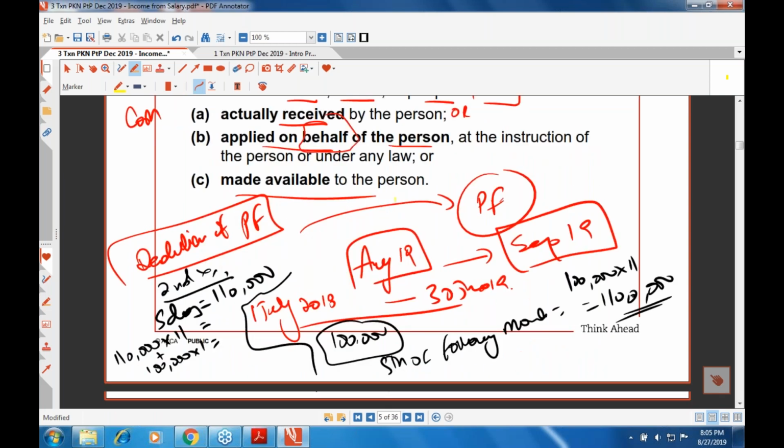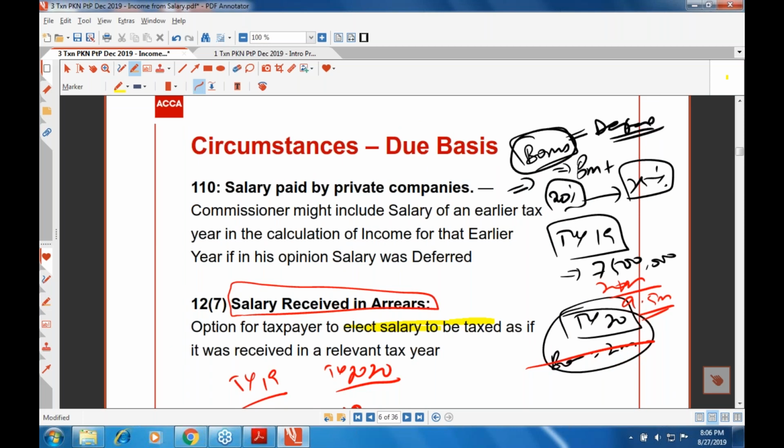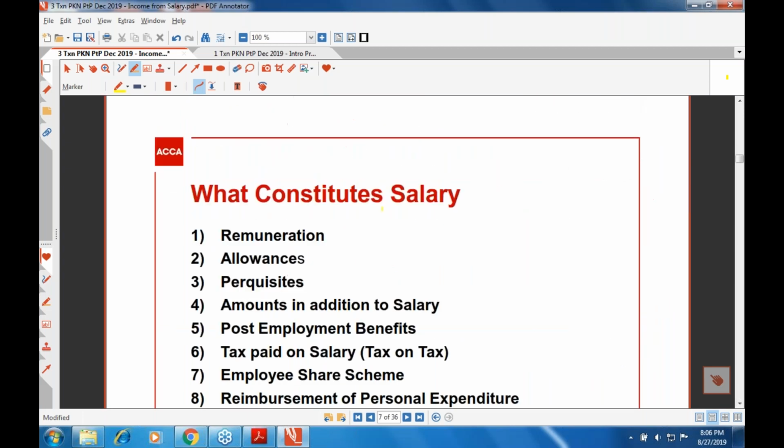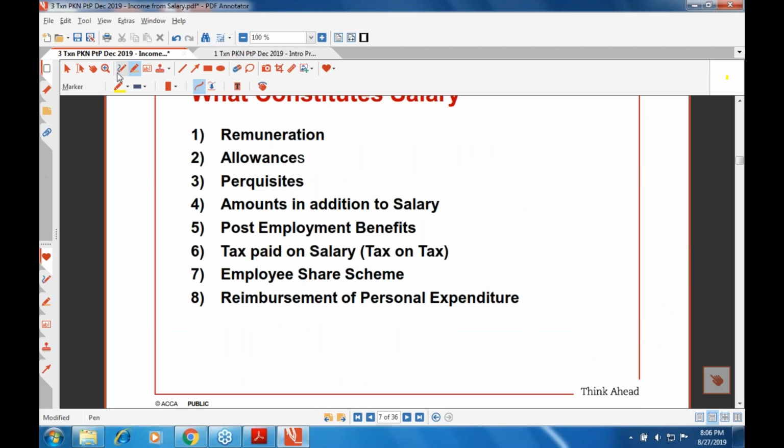Later on, I moved forward. I discussed how salary is taxed on a due basis, and how salary which is received in arrears is taxed. Then I talked about what constitutes salary. We discussed remuneration, allowances, and perquisites. And then later on, we discussed amounts in addition to salary. This is what we discussed in yesterday's session.